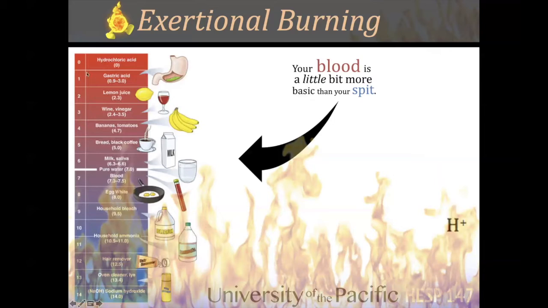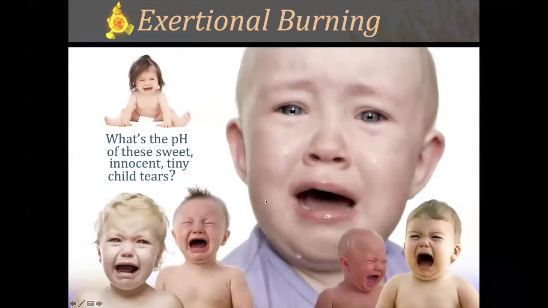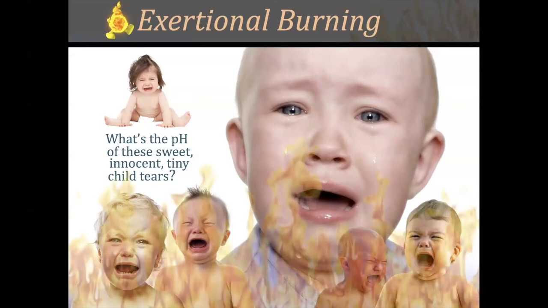Super acidic over here. Your blood and spit and tears and whatever is over here, and milk, and super basic over here. So what's the pH of these sweet little babies? You made babies cry. That's what you did today. That was your accomplishment, you made all these babies weep like fire. Look at this one, it's bright red, and they're all crying. And what are their tears like as they're crying? Maybe 7.1, something like that, for the pH of these little baby tears.